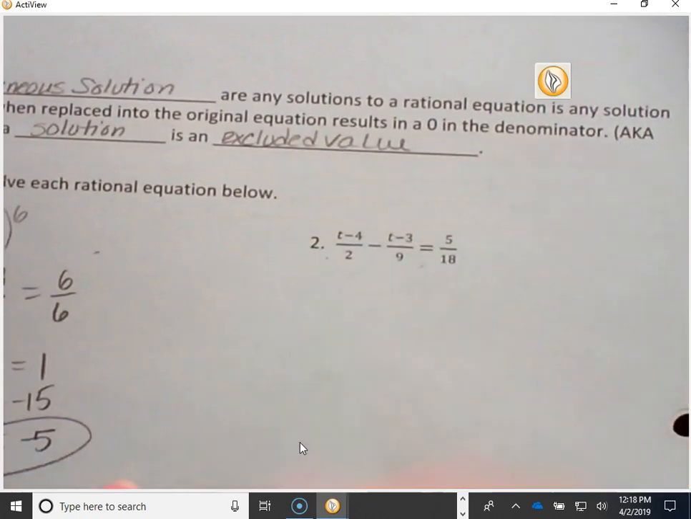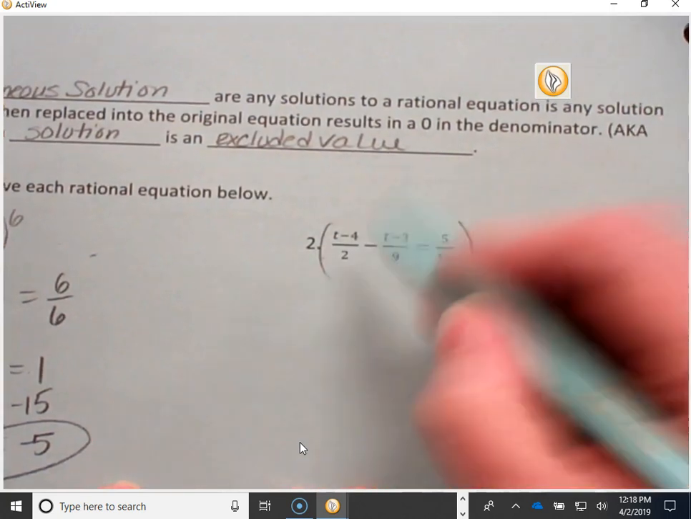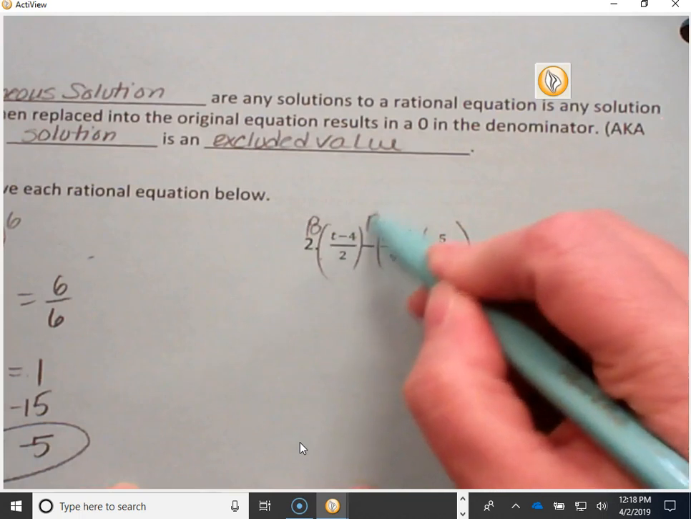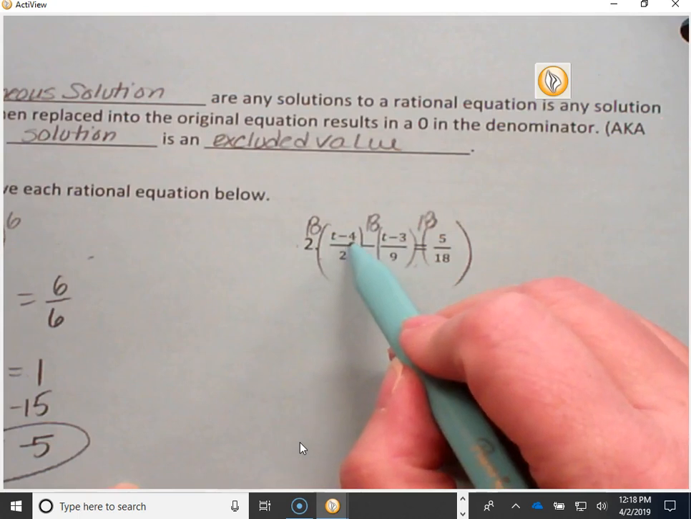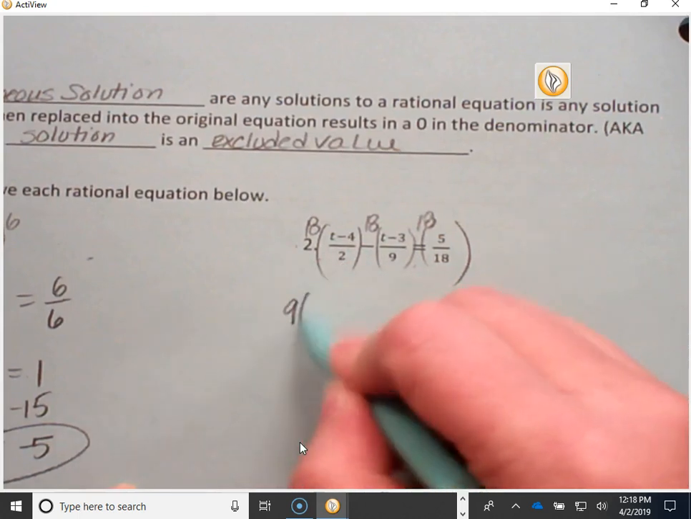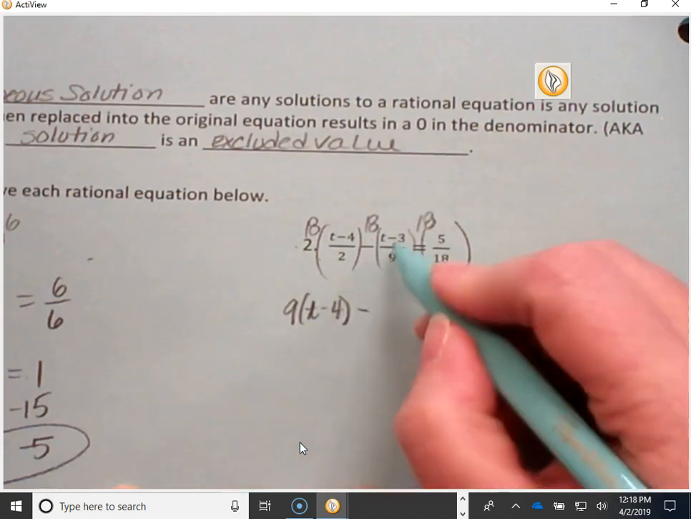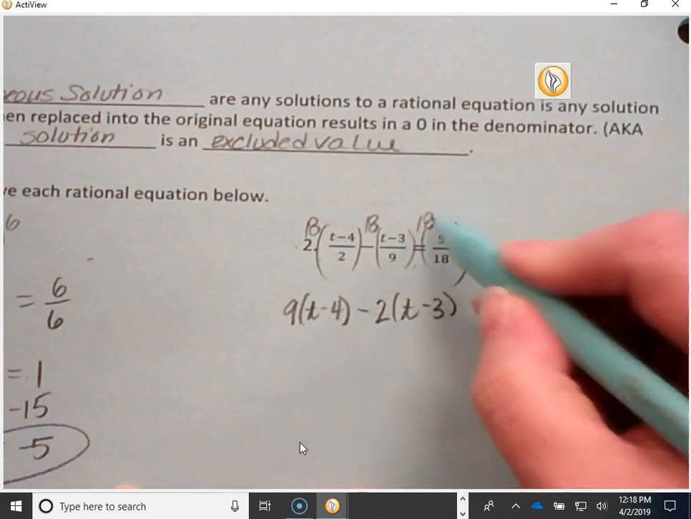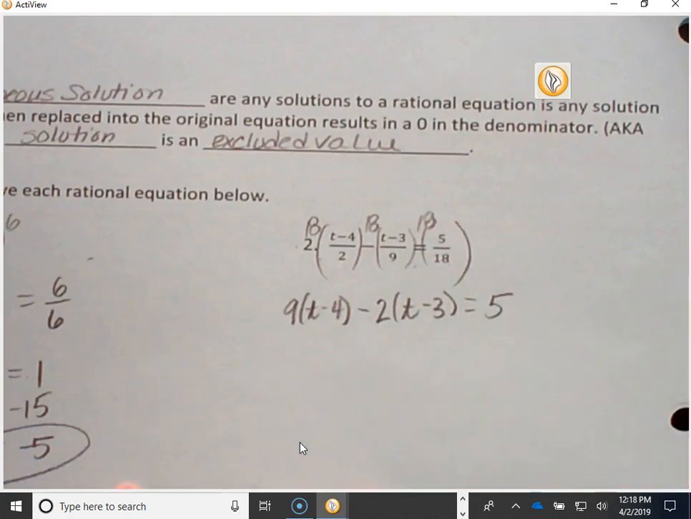Same thing for number 2. What's our common denominator there? Well, for 2, 9, and 18, our common denominator is 18. So you're going to multiply every single thing by 18. 18 times (t minus 4) divided by 2 is really 9 times (t minus 4). 18 divided by 9 is really 2, and then times (t minus 3). 18 divided by 18 is really 1 times 5.